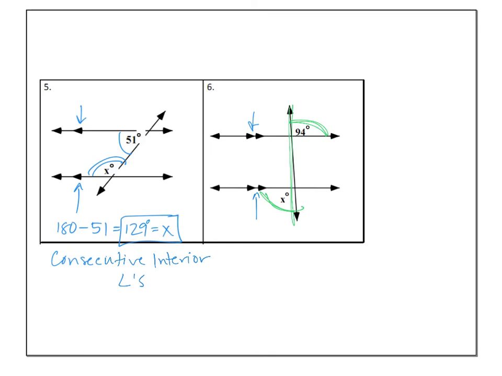And if you look back on the previous slide, it says alternate exterior angles are congruent if the lines are parallel. So this one's pretty simple. X is going to be 94 degrees. And the reason I know it is because they are alternate exterior angles.